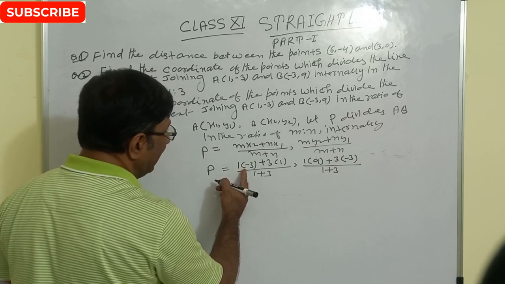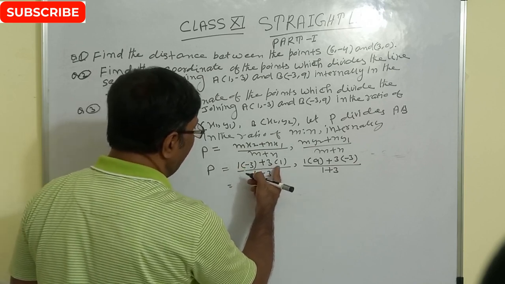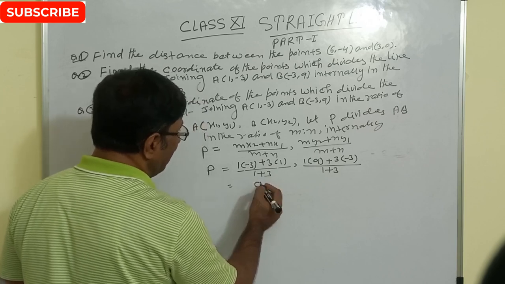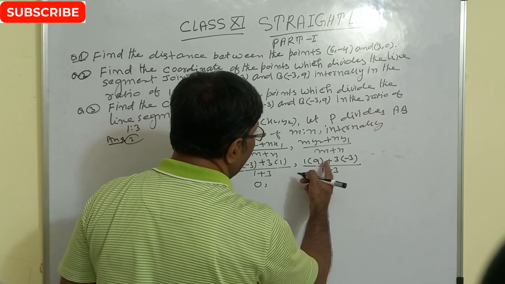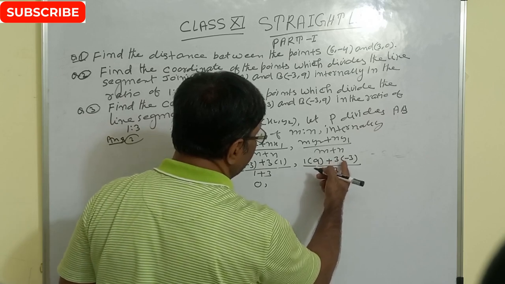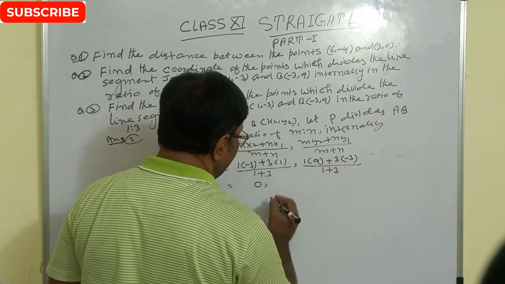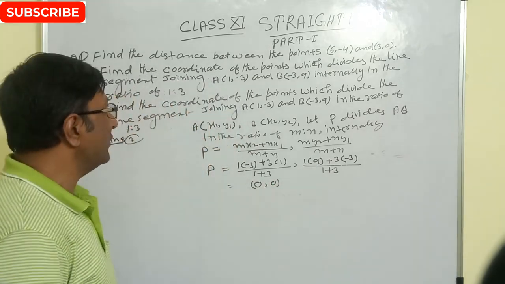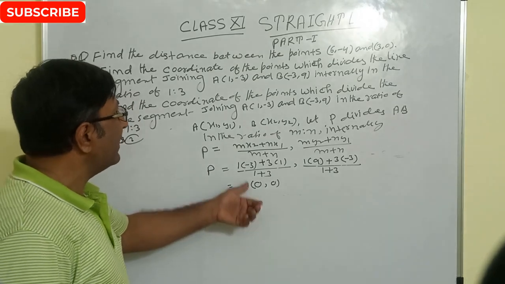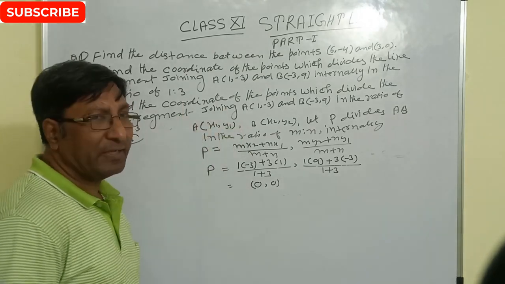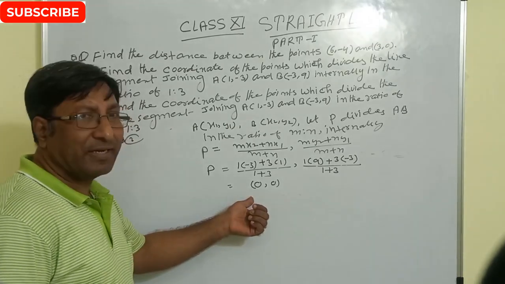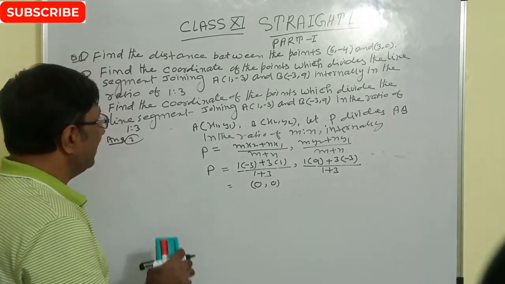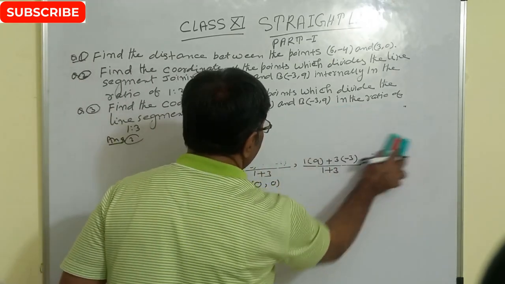So minus 3 plus 3 is 0. So 0 by anything is 0. Here 9 and this is 3 into minus 3, minus 9. So 9 minus 9 is also 0. So 0 by 4 is 0. And so P is (0, 0). So P is the point which divides AB in the ratio 1:3 internally. So our correct answer is (0, 0). Okay? Good.